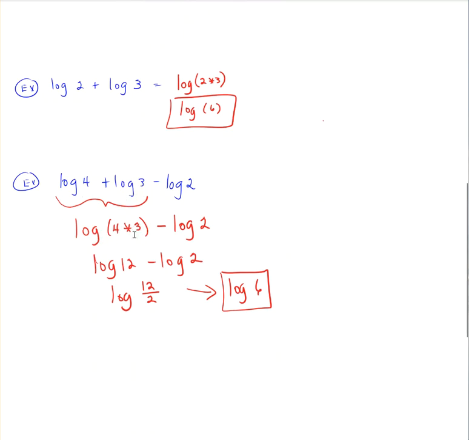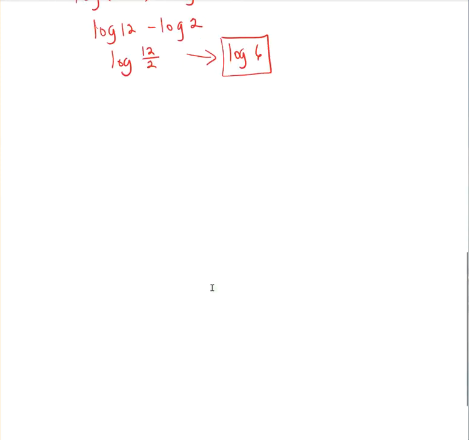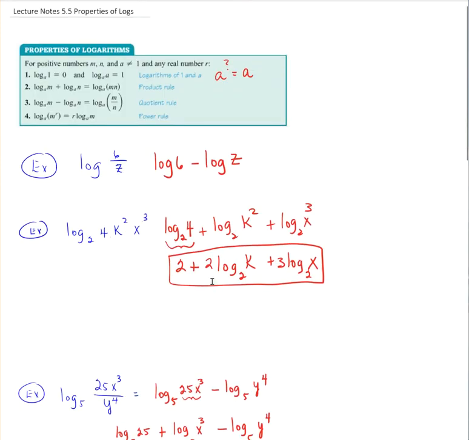So we have log of 12 now minus log 2. The subtraction goes to a quotient. We have log of 12 over 2. We get log 6. Not everything will be log 6, it just looks that way. So those are some examples. Now let's go look at some real problems.